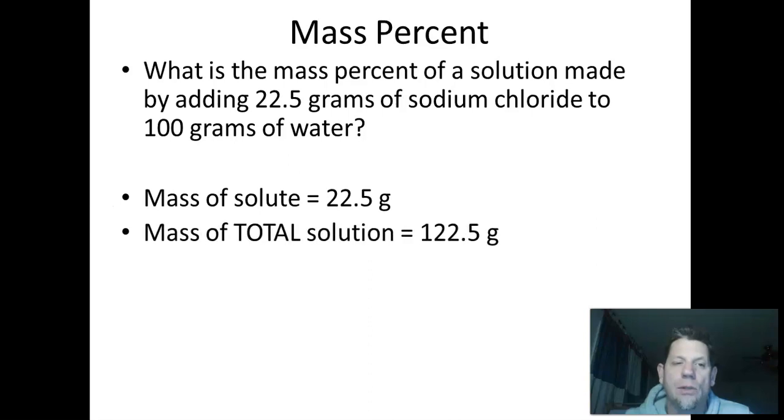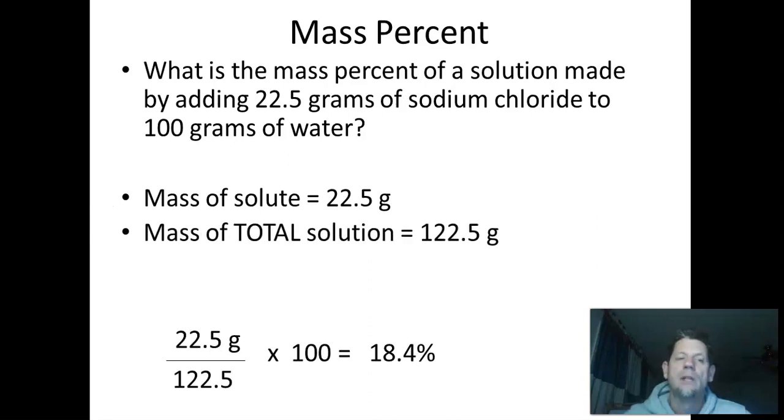So to do the actual calculation, you would take the 22.5, divide it by 122.5. That gives me a decimal. I multiply it by 100, and I have a mass percentage of 18.4%. Mass percent, as long as you understand what's going on there, it's solute on top. Solvent is never in this at all. It's the total mass of the solution, and then you multiply by 100.